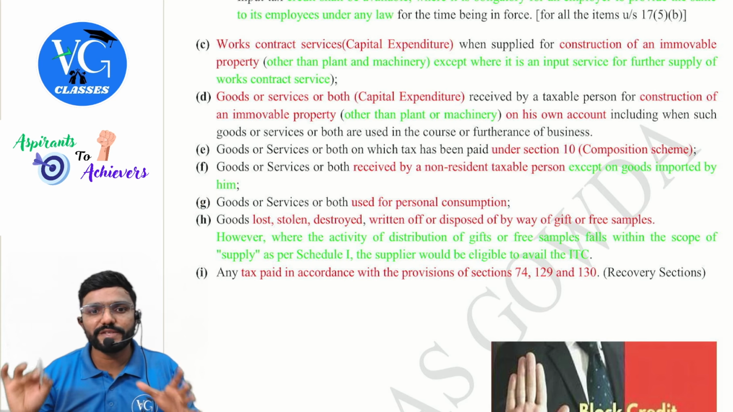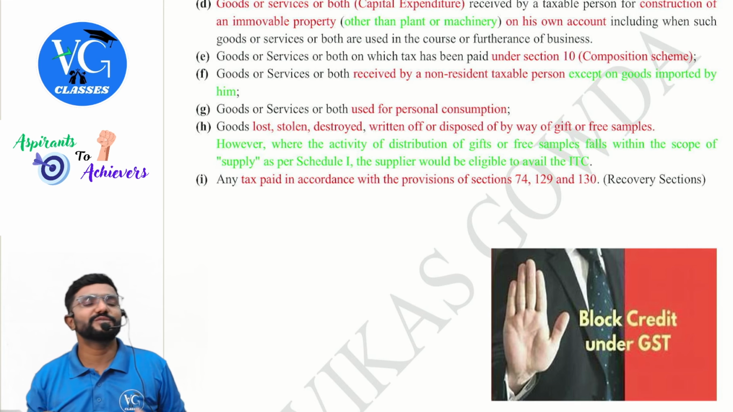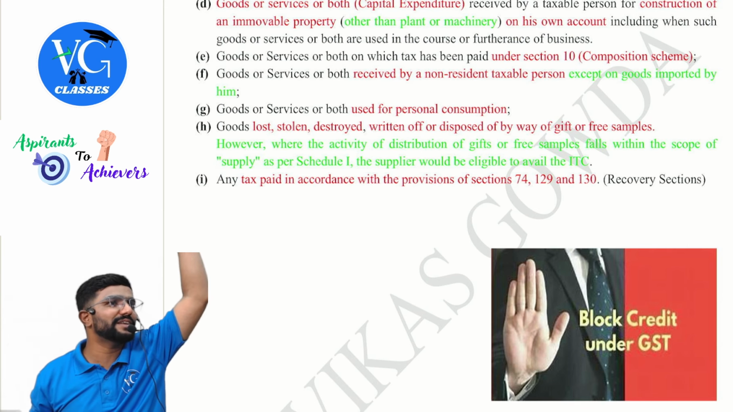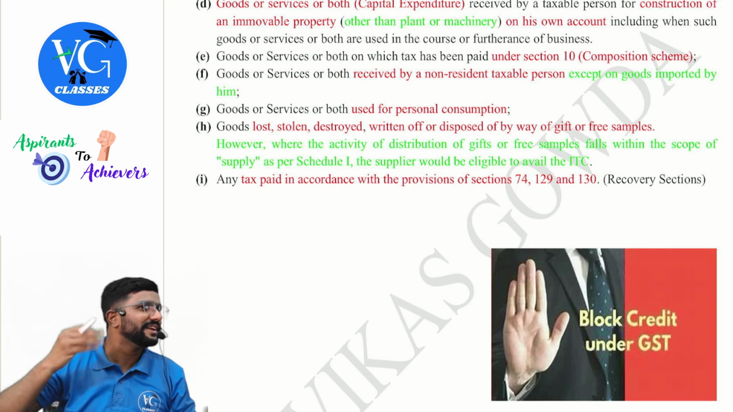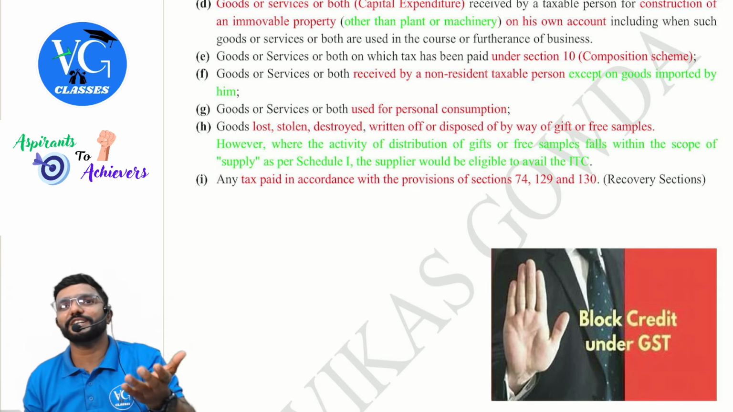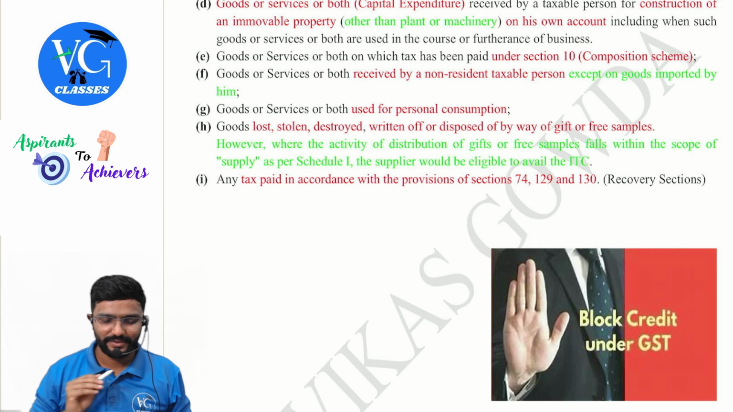Next, goods or services that are both used for personal consumption. Sir, it was already given now. Repeated again. If it is for personal use, no credit, because it was given above. If it is for business only, you can claim. If it is for business, it is understood. If it is for personal use, no credit. But here, for safety, they are mentioning it again.